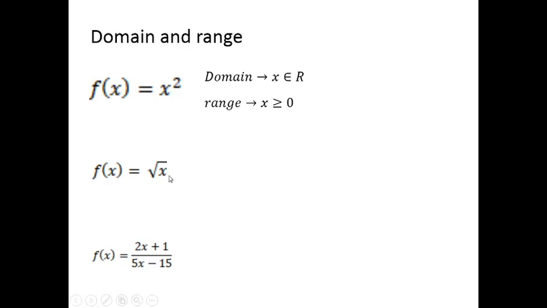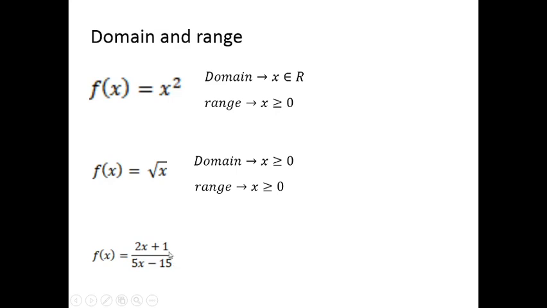For here, I can't put a negative number into this function because this is a square root, and I can't square root a negative number. And so my domain is x has got to be greater than or equal to 0, and the range is also going to be that, because we've put our domain as this value here, and so the range will only go from 0 up.